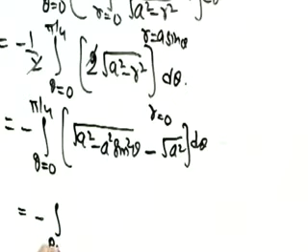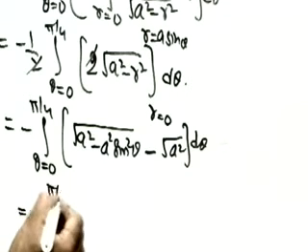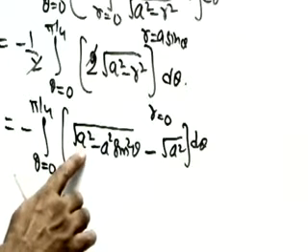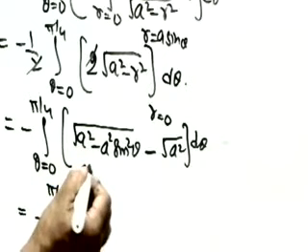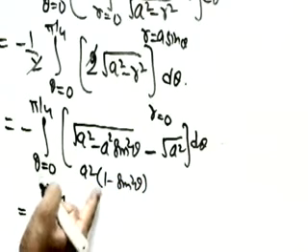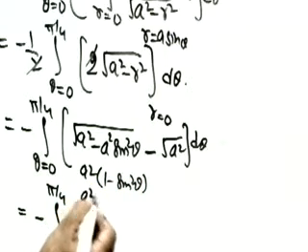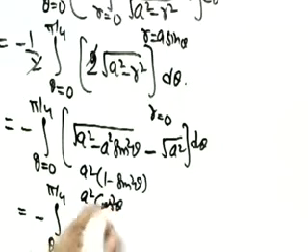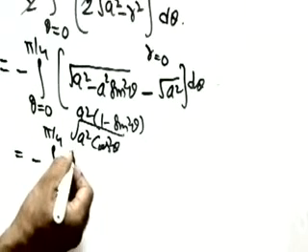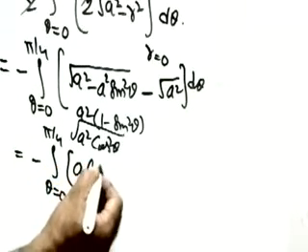Now watch carefully. Let me write a few steps here. Minus integration theta equals 0 to pi by 4. Now I am explaining a few steps here. Watch carefully. If you take a square common here, what will be left? 1 minus sine square theta. But 1 minus sine square theta is cos square theta. So this will be nothing but a square cos square theta. We are having this in root, so the root and square will get cancelled. We are left with a cos theta.